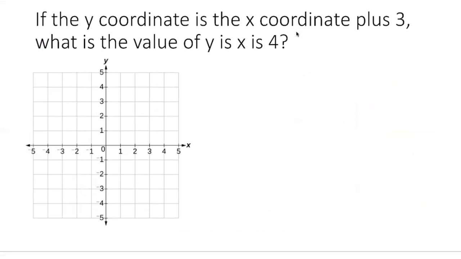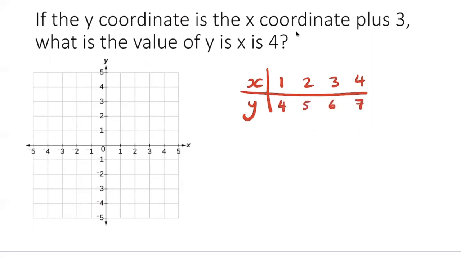Okay, so if the y coordinate is the x coordinate plus 3, what's the value of y if x is 4? Now that's a really long thing, so let's just make this really straightforward. Got a table here. If the y coordinate is the x coordinate plus 3, let's just write some x coordinates in here. Let's do 1, 2, 3, and 4. Well, let's just add 3 to each of these: 4, 5, 6, and 7.